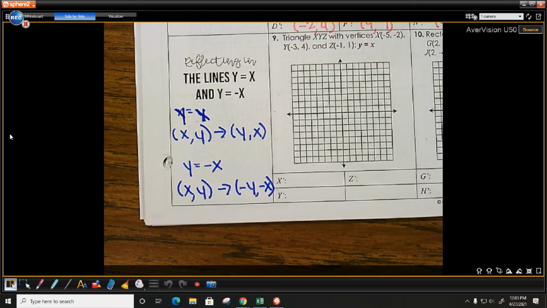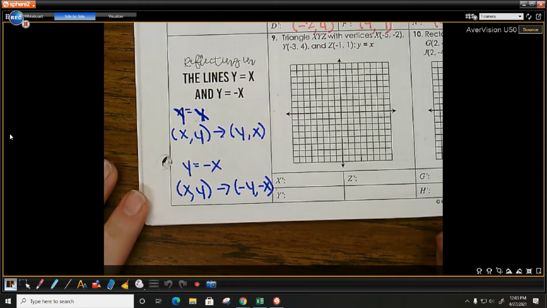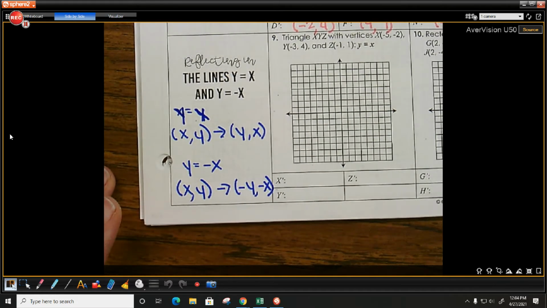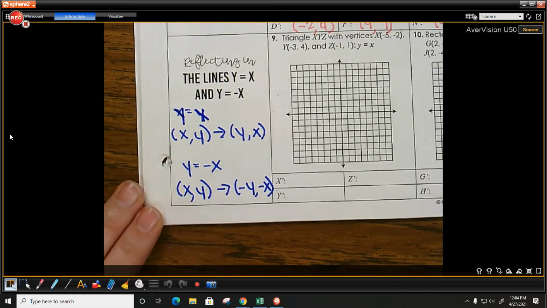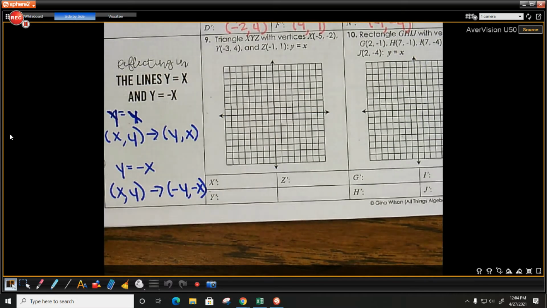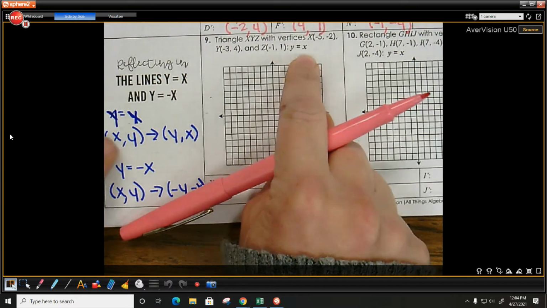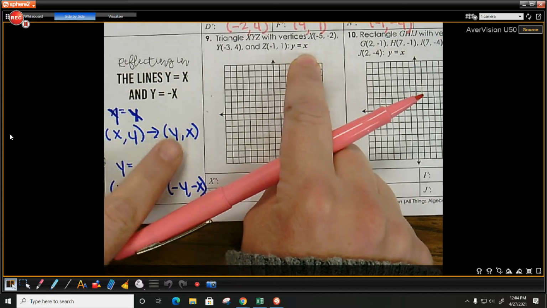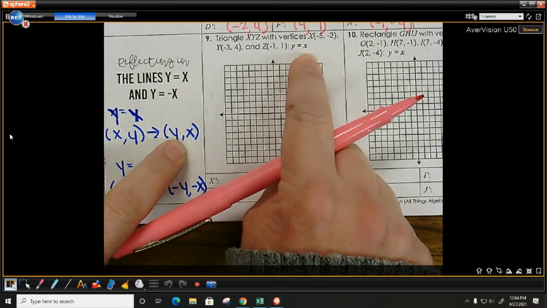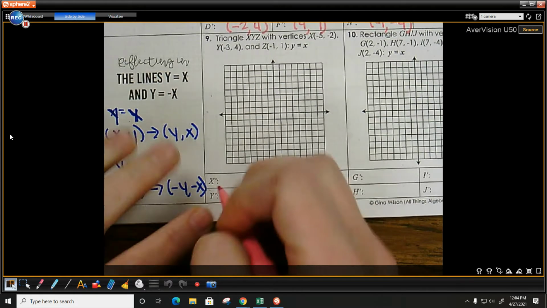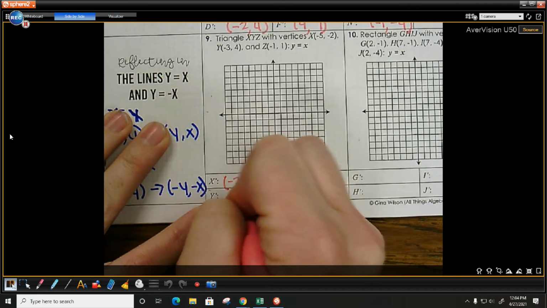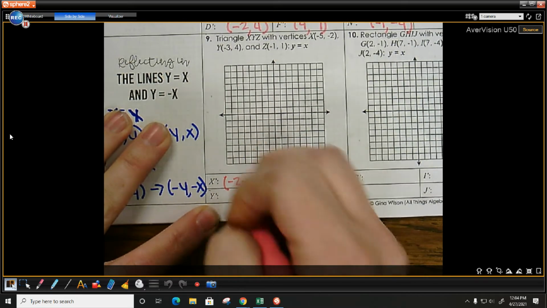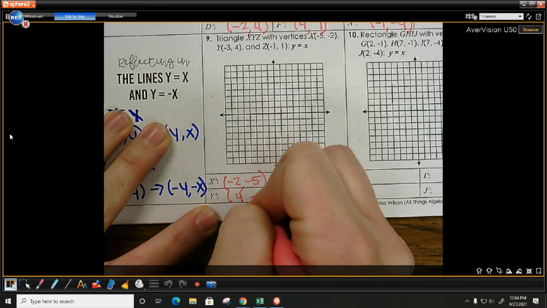Do y'all just want to use the rule? I'm giving you the rule on the test. Are we good if we just use the rule? Okay. So, this first one we are reflecting over y equals x, so we use the y equals x rule. That just means we flip-flop the ordered pair. So what's x prime going to be at? Negative 2, negative 5. What's y prime at? What's z prime at?